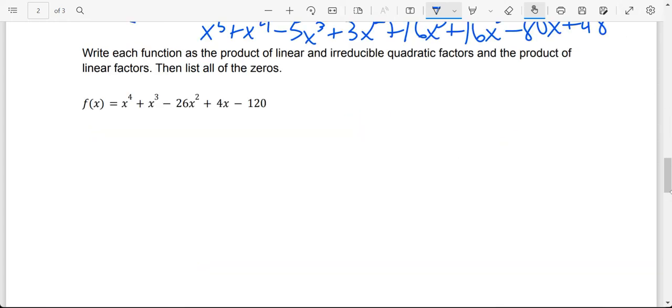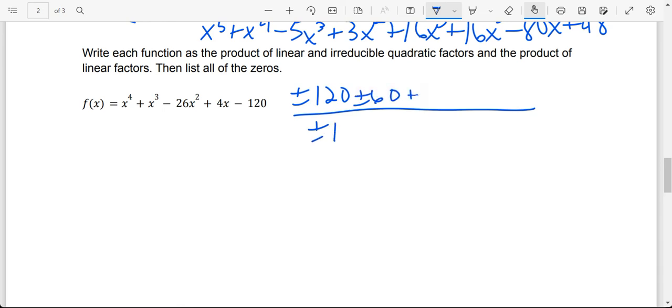All right, this is a longer one, so let's find all the zeros. First, let's find all the possible rationals, and then we're going to factor out, okay? We'll show you how we're going to do that. So list all the possibles of 120 over 1, 120, 60, 40, 30, 20, minus 10. Oh, I forgot about 12.